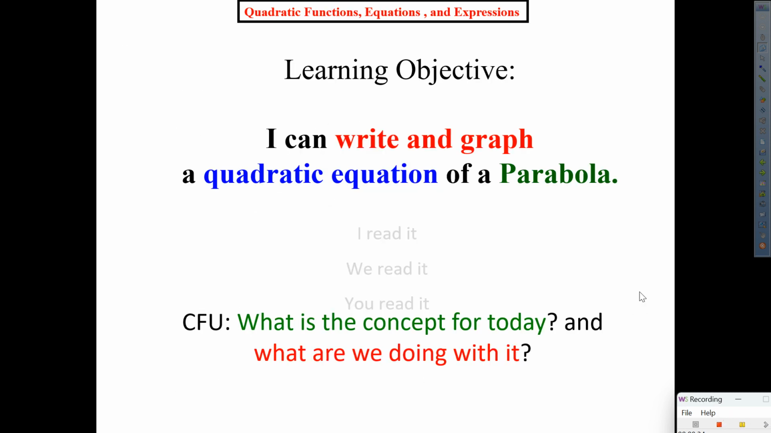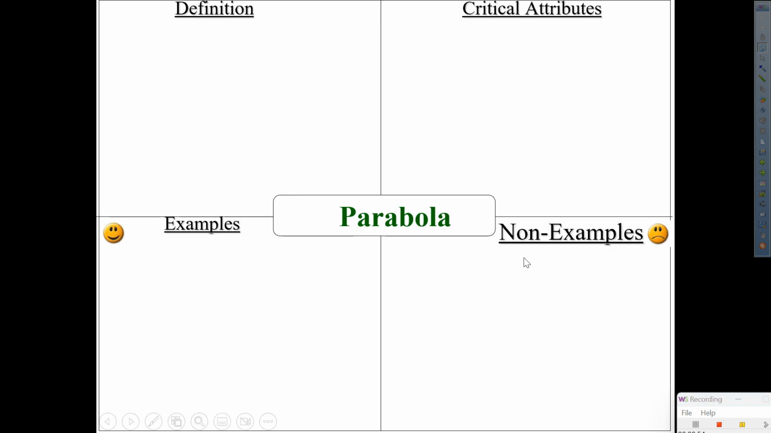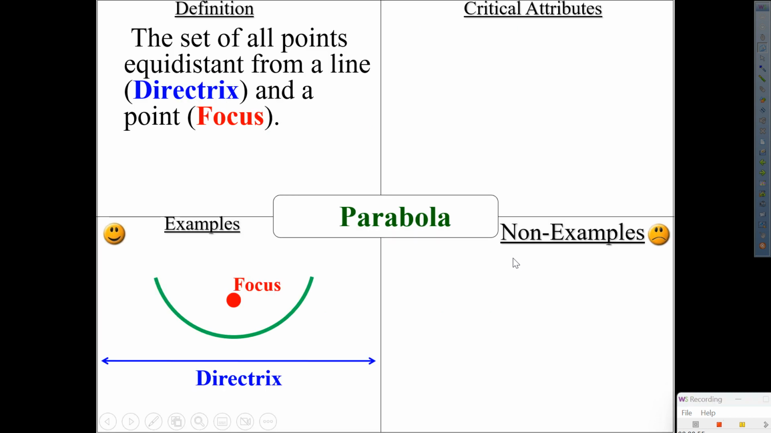All right, here we go. Our objective for today, I can write and graph a quadratic equation of a parabola. We don't need a Frayer model because we know what they are. What's the definition? Parabolas are equidistant points from the focus and the directrix. There it is. We already have that.